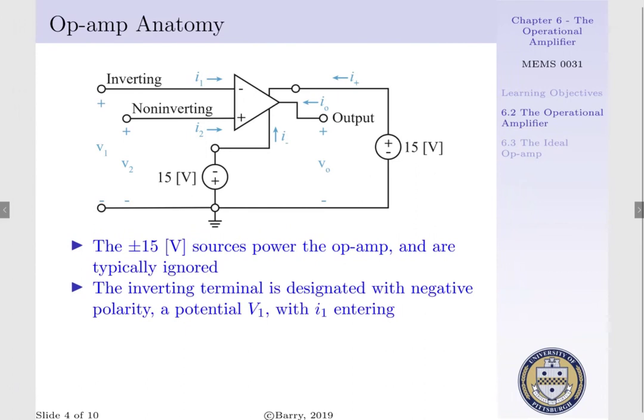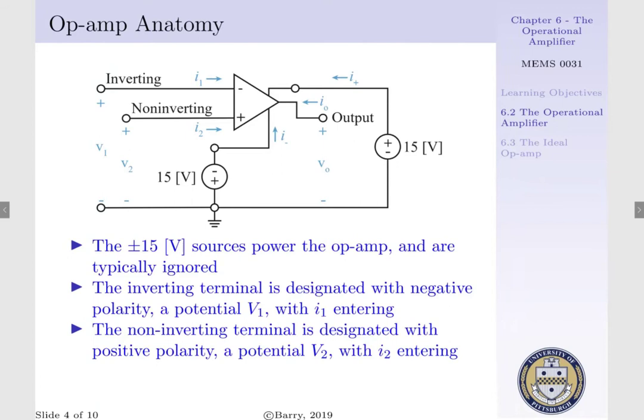We see we have an inverting terminal. Our inverting terminal is associated with the negative polarity of our operational amplifier, where we have a voltage potential between our input and ground designated as V1, where we have current I1 entering the negative terminal of our operational amplifier.